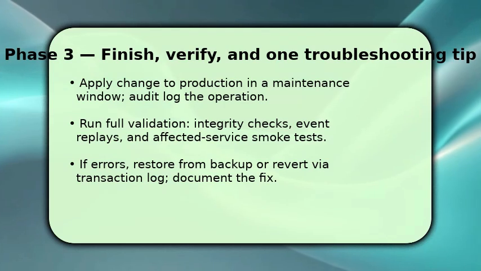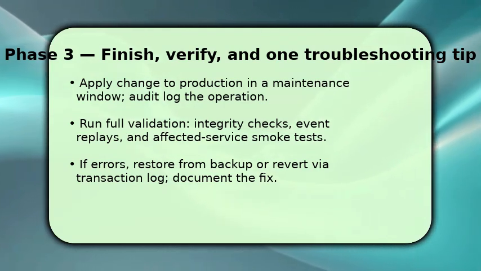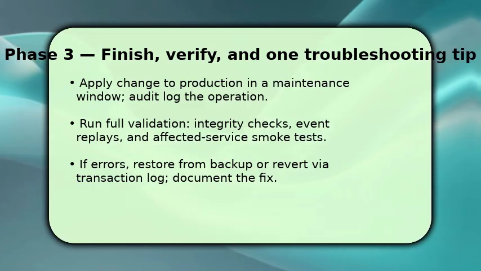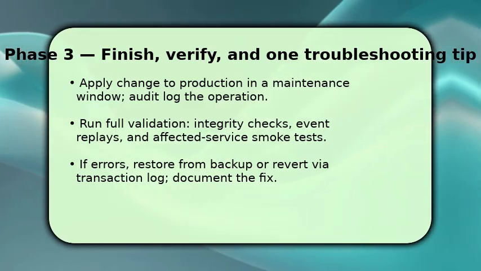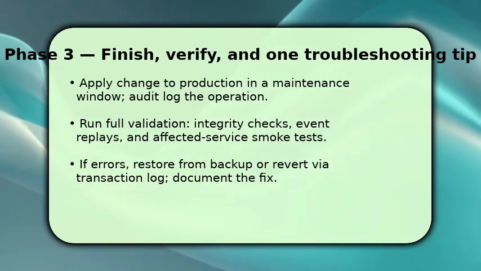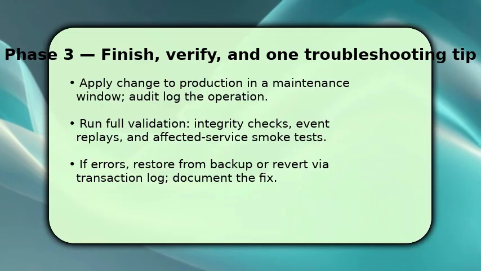Finish by applying the approved change to production during a maintenance window and write an audit log entry that records who changed what and why. Once applied, run integrity checks, replay any dependent events, and perform smoke tests on affected services to confirm expected behavior.